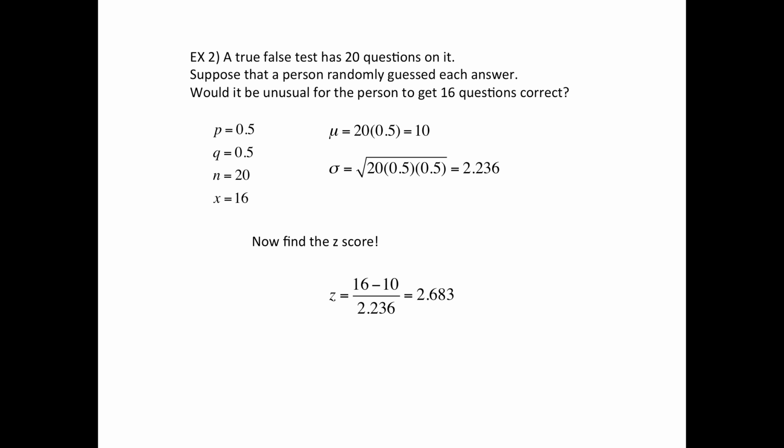So we set up the mean, n times p. This is saying on average, if you guess, you're going to get 10 of them right, 50%. The standard deviation is going to be 2.236, and now we just do the z-score, with z equal to the score 16 minus the mean, divided by the standard deviation. And then that turns out to be bigger than a 2, so yes, that would be very unusual.